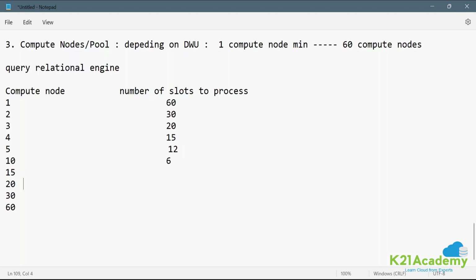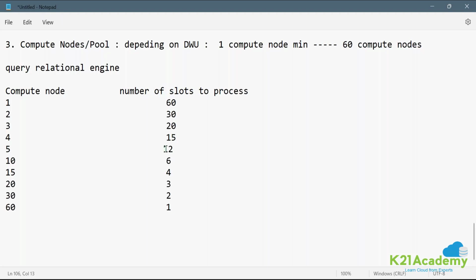Correct. When you have 15, 6, 20, 3 buckets, each guy has to just process. When you have 10, 6 buckets, you have 15, 4 buckets each individual has to process. When you have 20 compute nodes, 3 buckets each individual. When you have 30 compute nodes, 2 buckets each individual. And when you have 60 compute nodes, they will just process 1 bucket. Only 60 people doing the work, it will be blazingly fast. Your query is going to run blazingly fast, isn't it? Yes, obviously it's going to run faster.